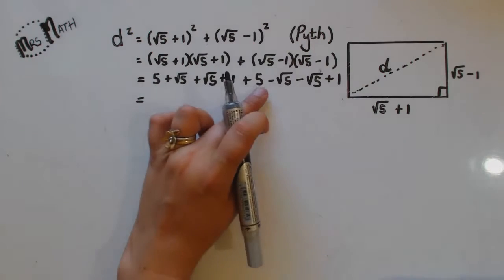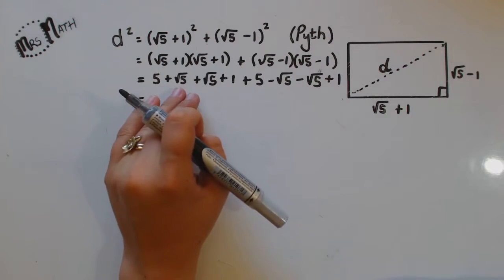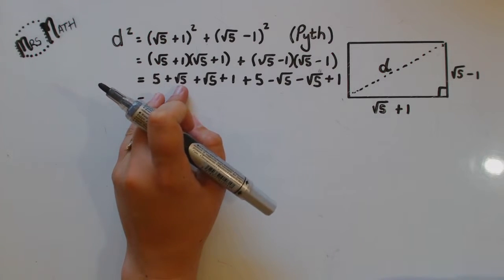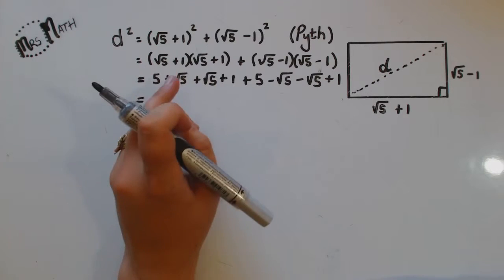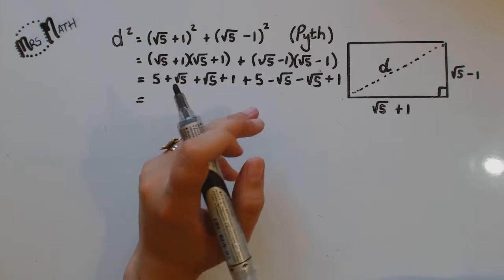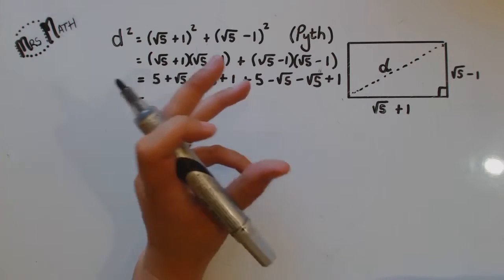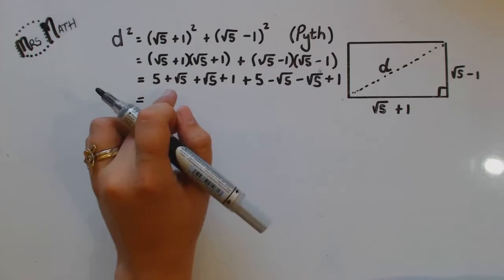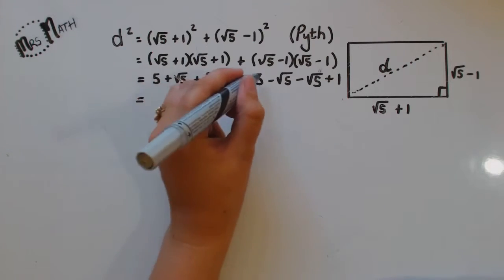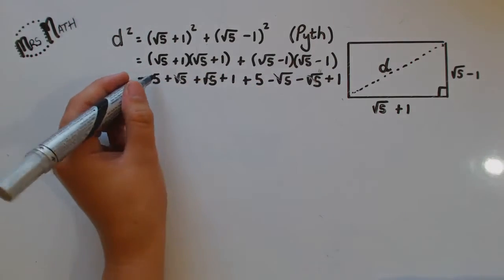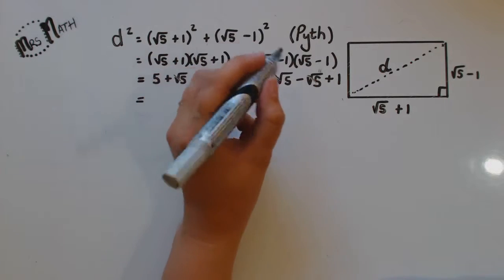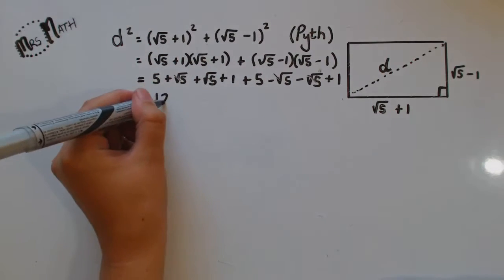Now numbers, I just count like I usually do. If you didn't know this, with roots you can add like terms. So if this was x plus x, it would be 2x. So root 5 plus root 5 is 2 root 5. And then minus root 5 minus root 5 is minus 2 root 5. So they actually cancel one another out there. And then I have 5 plus 1 is 6 plus 5 is 11 plus 1 is 12.